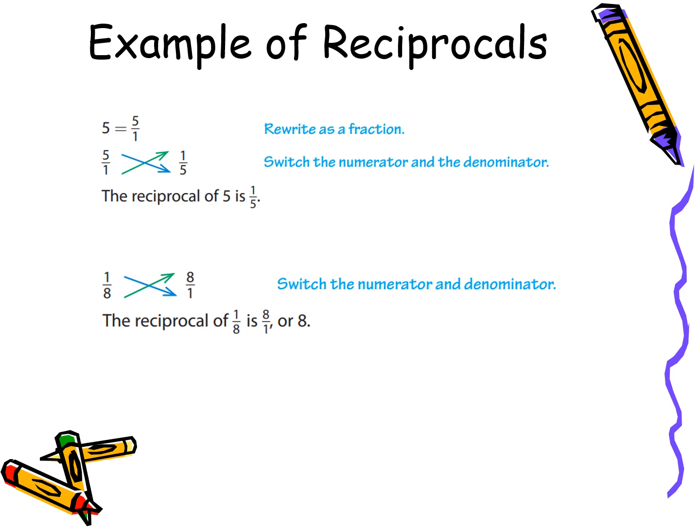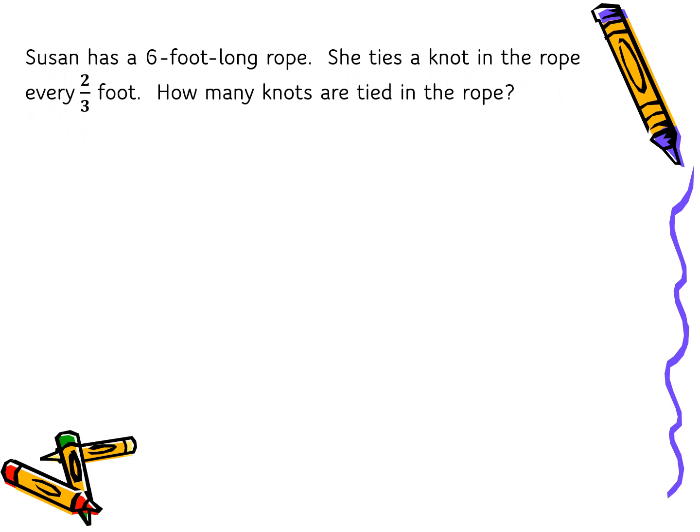Here's another example of reciprocal. We have 1/8. If we switch the numerator and denominator, our reciprocal is 8 over 1. So the reciprocal of 1/8 is 8 over 1, or 8. Let's examine some word problems. We will solve the word problems by multiplying by the reciprocal of the second fraction.